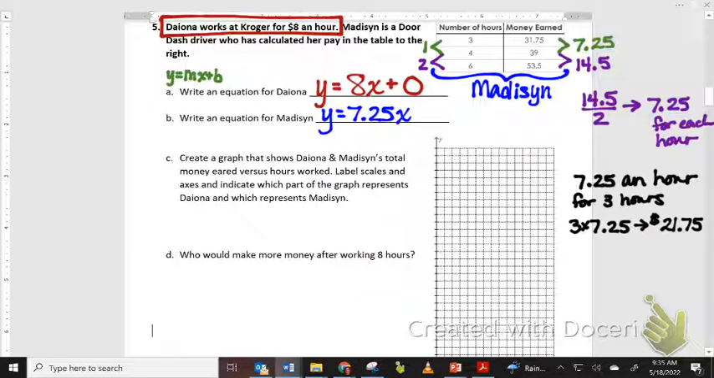21.75. But she got how much? She got 31.75. So 31.75 from the table minus 21.75 means that she got $10 just for showing up.